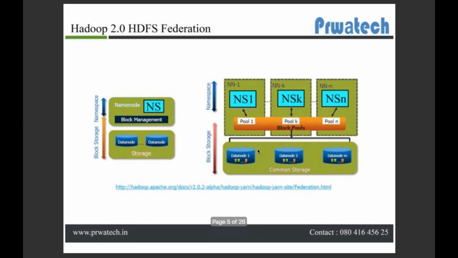So sir, currently people are using 2.x in production, right? Yes, we have 2.x, of course, and even 3.x is there, but it's not yet stable. At enterprise level we are using 2.x. In 3.x I guess we have more than 2 name nodes.